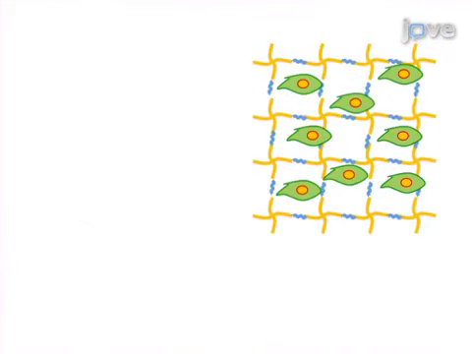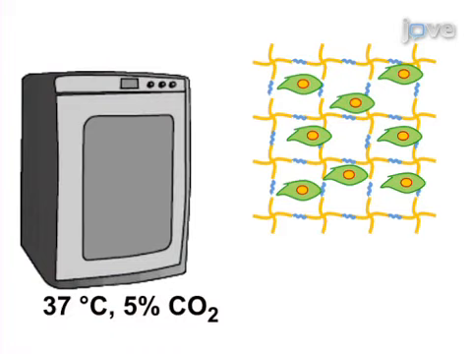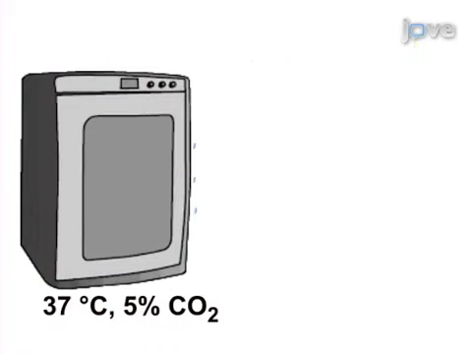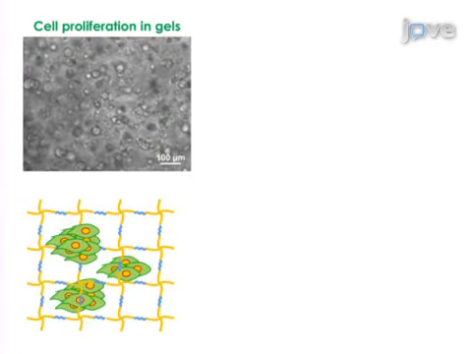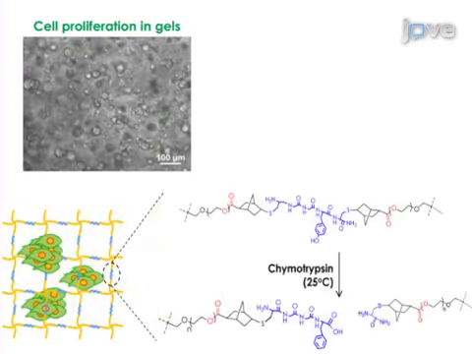The second step is to culture encapsulated cells in thiol-ene hydrogels in a carbon dioxide incubator at 37 degrees Celsius. After the cells have proliferated to form aggregates, the cell-laden hydrogels are rinsed with buffer solution and then incubated in chymotrypsin solution under gentle shaking for gel erosion.